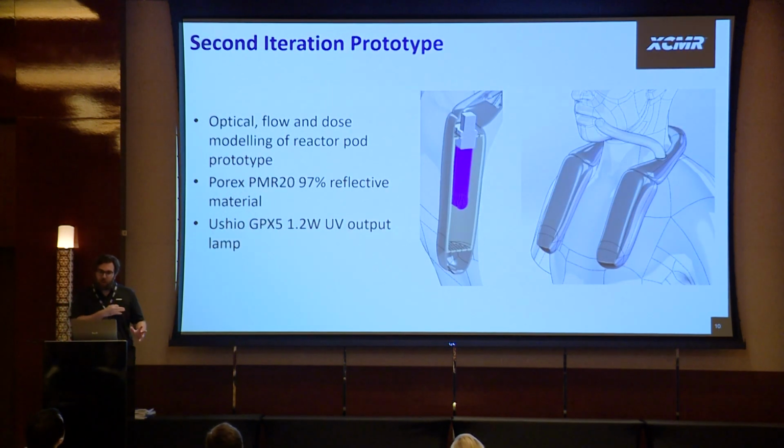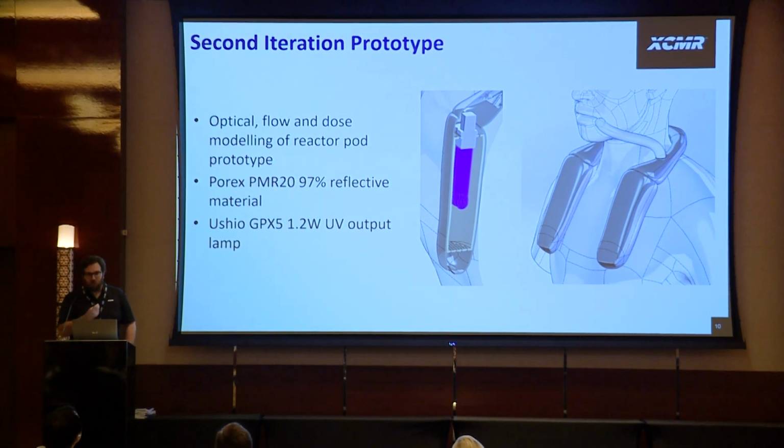So we moved from that over to another prototype that essentially used what we learned from the first prototype, and we included optical baffles at the ends to allow the fluid through the system, but also have more photon recycling. This is actually the system that Jason discussed in the last presentation. This was what was inside the pod reactor. So we actually have experimental data for this reactor, and we used a Ushio lamp inside of it and 97% reflective material.